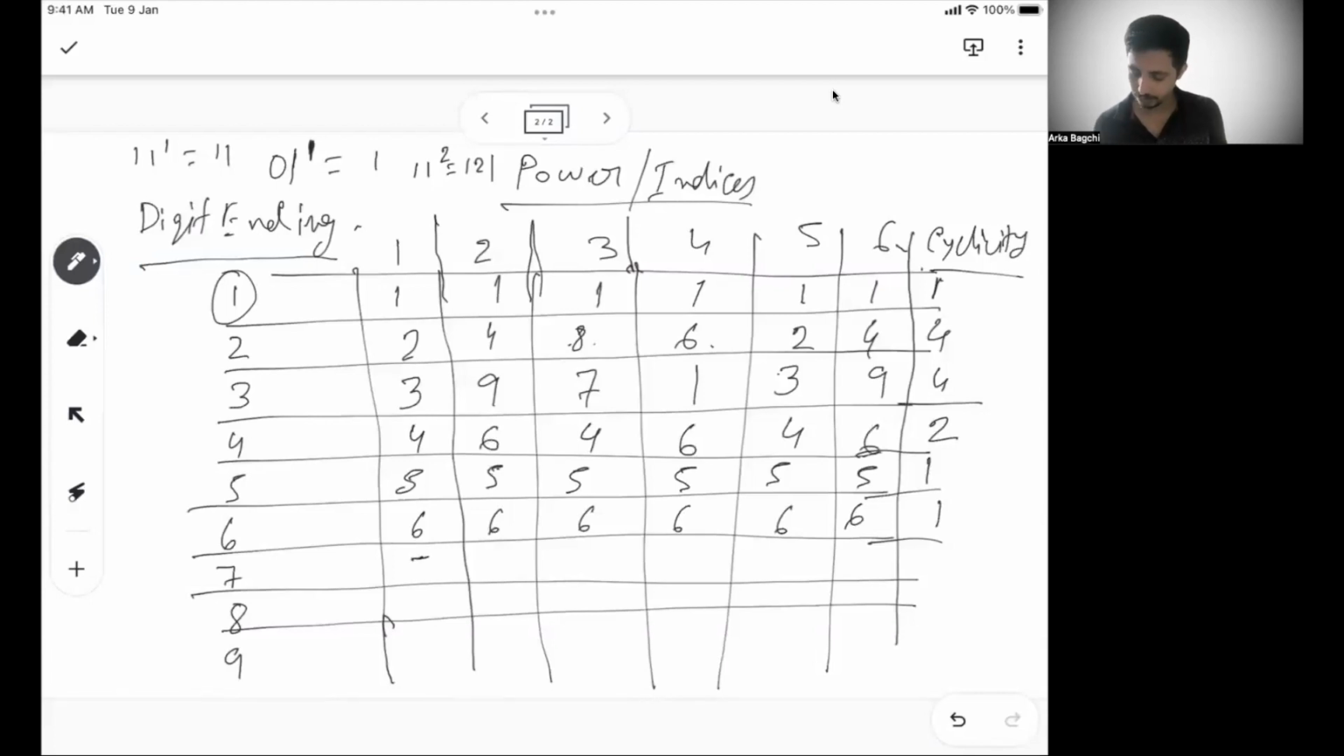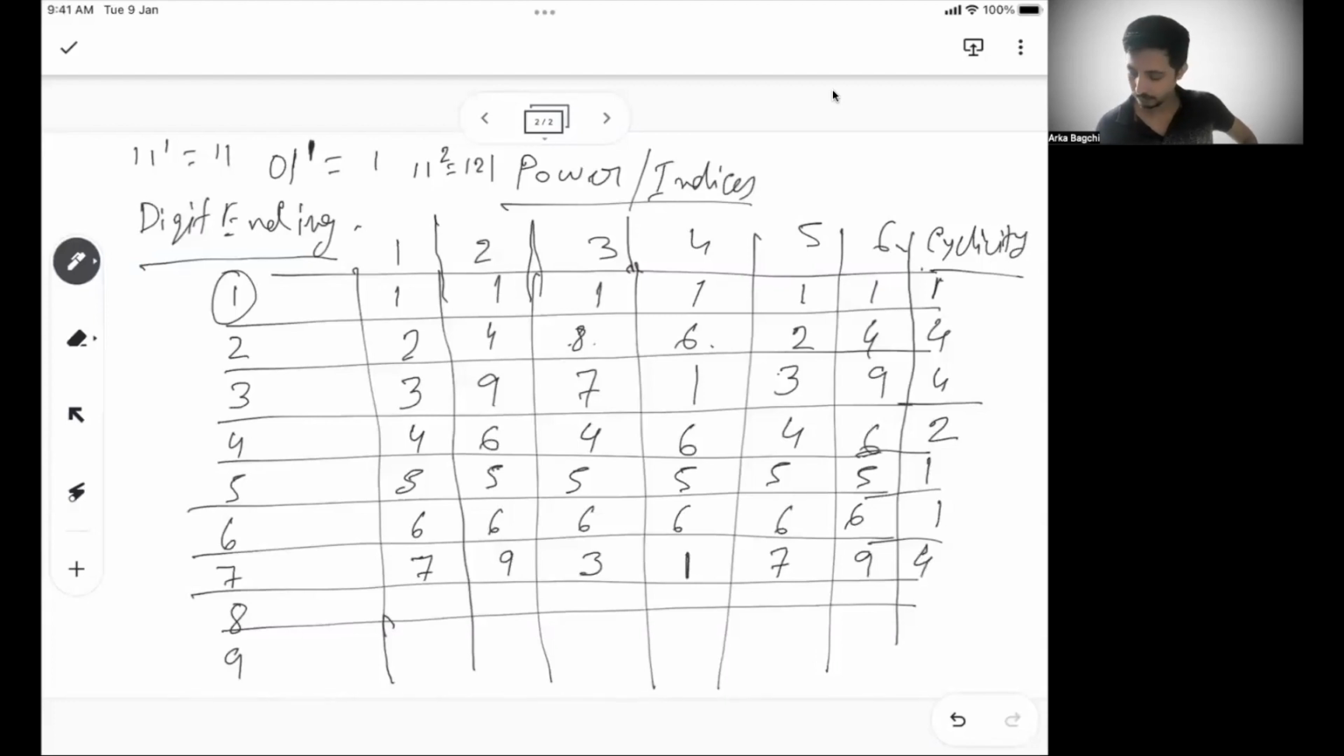7, 7 to the power 1, 7. 7 square 49, so ending digit 9. 7 cube is 343, ending digit 3. 7 to the power 4, if you do, you see last digit is 1. Again, you do 7 to the power 5 and last digit is 7. 7 to the power 6, last digit is 9. You can calculate and see that. So 7 also repeats itself after every four differences in power, after every fourth value in power. So that means the cyclicity is 4.